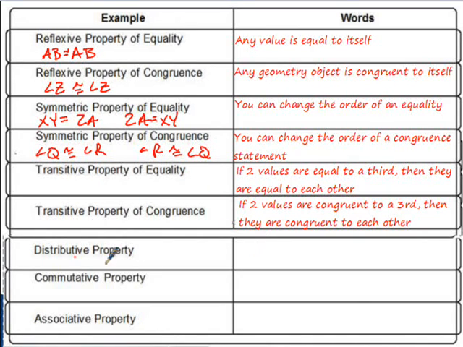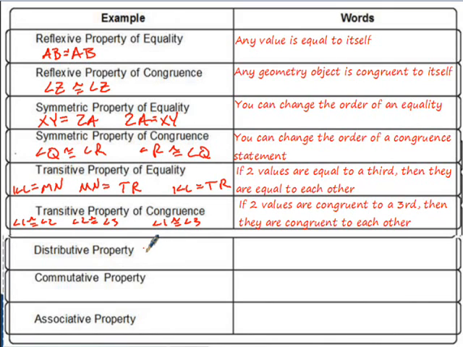The transitive property would be, for example, if KL equals MN and MN equals TR, then KL equals TR. And then same thing with congruent. So angle 1 is congruent to angle 2. Angle 2 is congruent to angle 3. So angle 1 is congruent to angle 3.